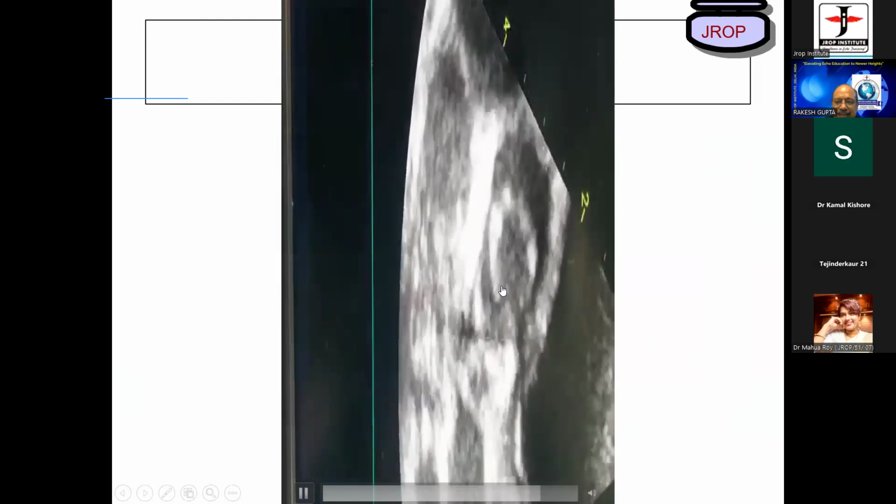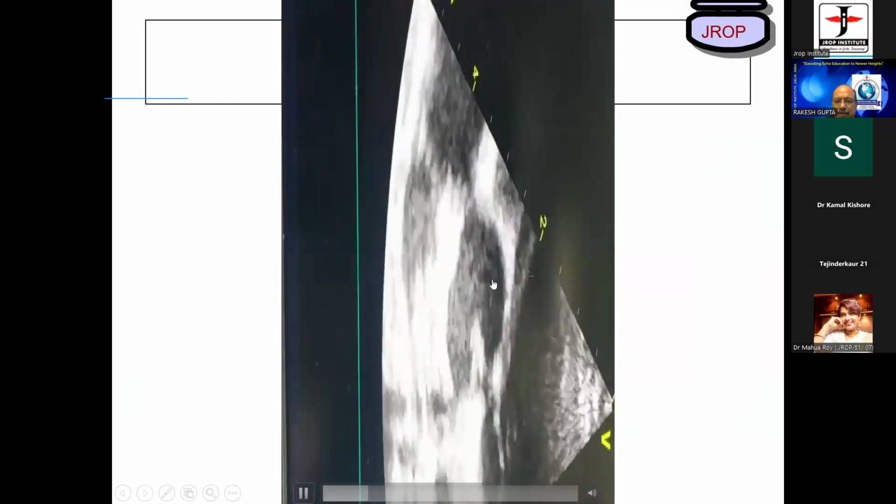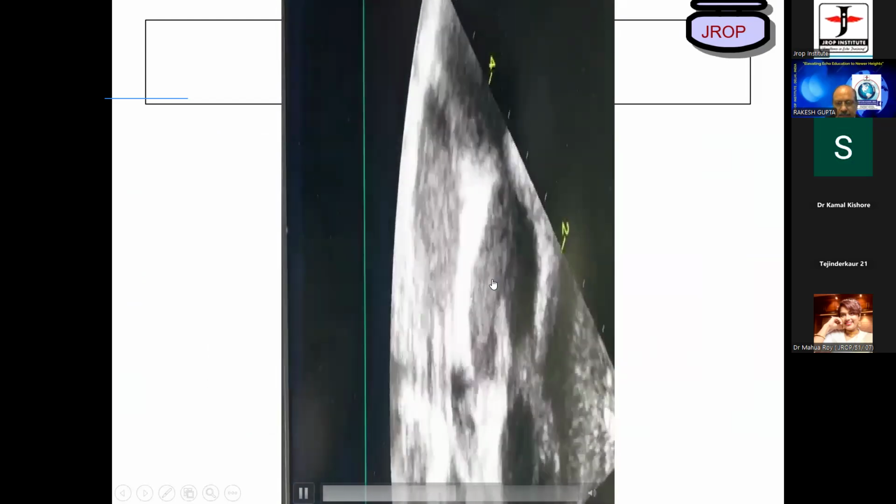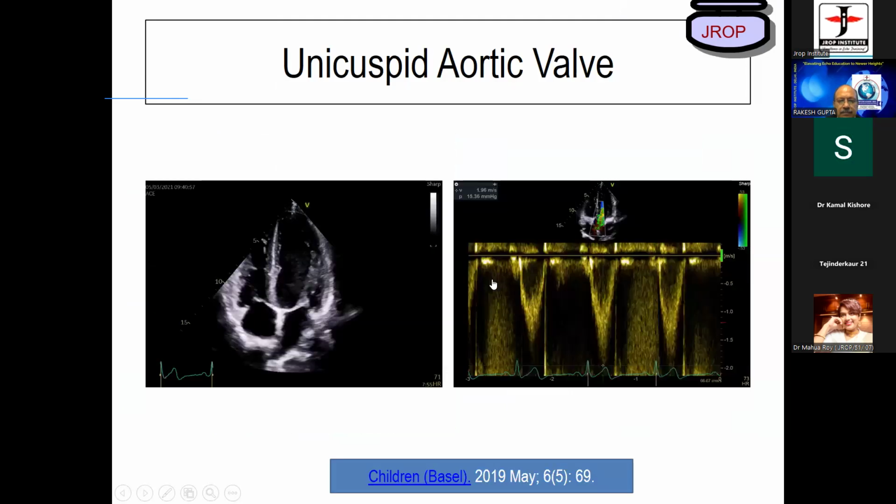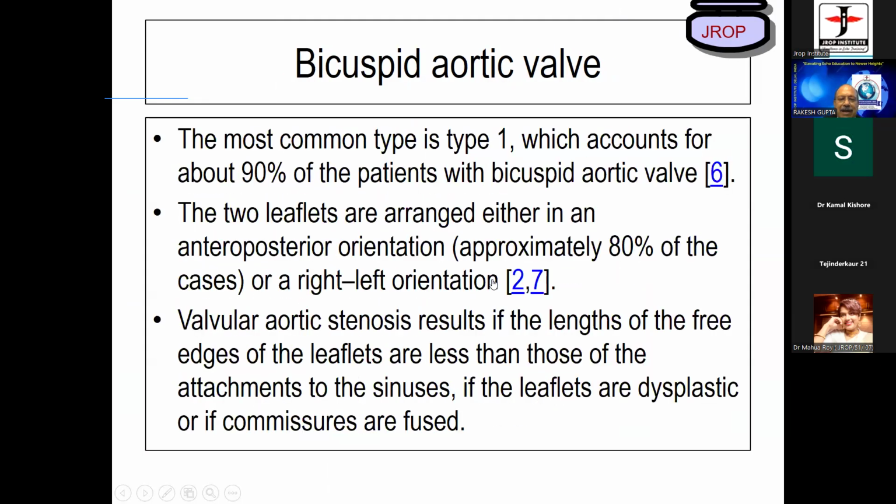Look, it's only a single cusp which is seen over here. Otherwise, everything else would be normal. The only thing is that the gradient across the aortic valve would be large.